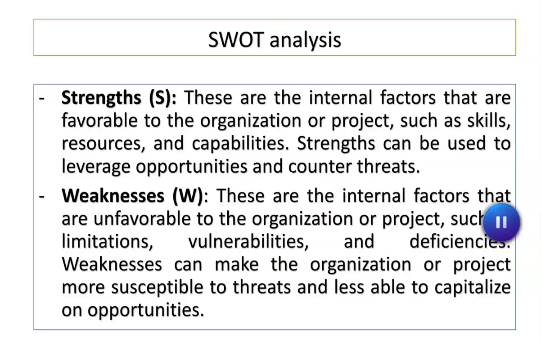Now what are the weaknesses? These are the internal factors that are unfavorable to the organization or project, such as limitations, vulnerabilities, and deficiencies. Weaknesses can make the organization or the project more susceptible to threats and less able to capitalize on opportunities. For example, if any place has no proper roads to explore that particular place, so lacking the road, that is a weakness. So once you understand after the SWOT analysis what is the weakness of one particular place, individual or organization, once you come to know about the weaknesses, you are supposed to apply the solutions.